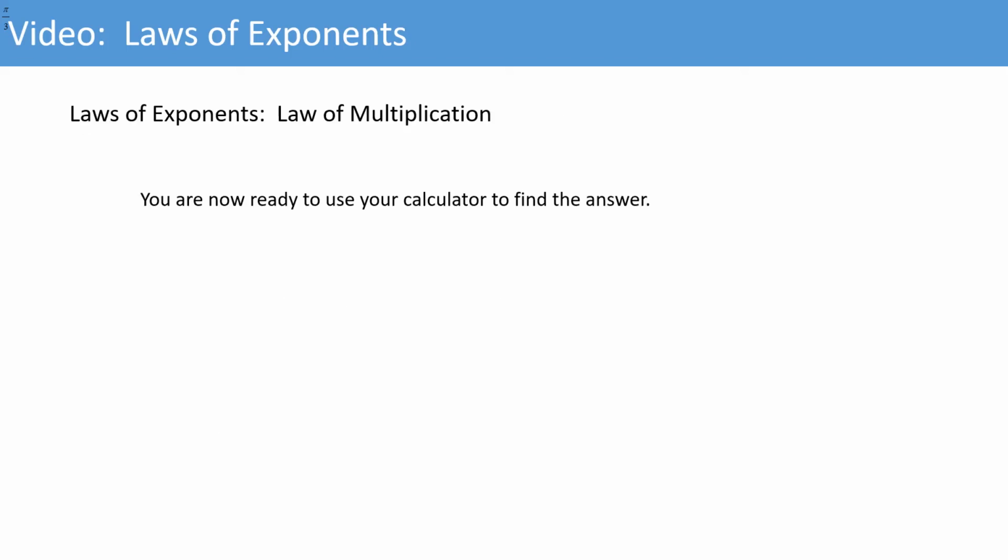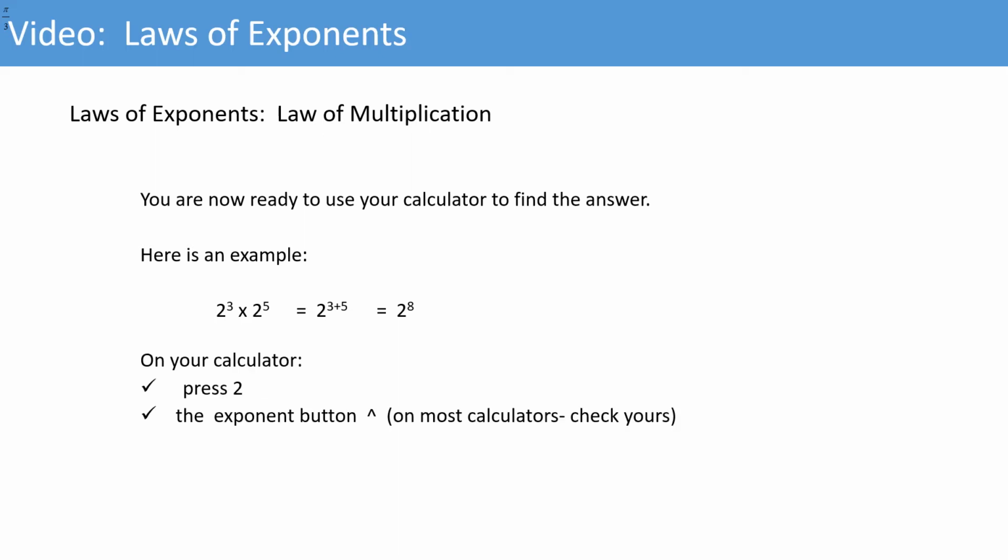You are now ready to use your calculator to find the answer. Here is an example. If we use the number 2 as the base, we will have 2 to the exponent 8. So on our calculator, press 2, press the exponent button, press 8, press enter, and you will have the answer 256. Put me on pause and try it.